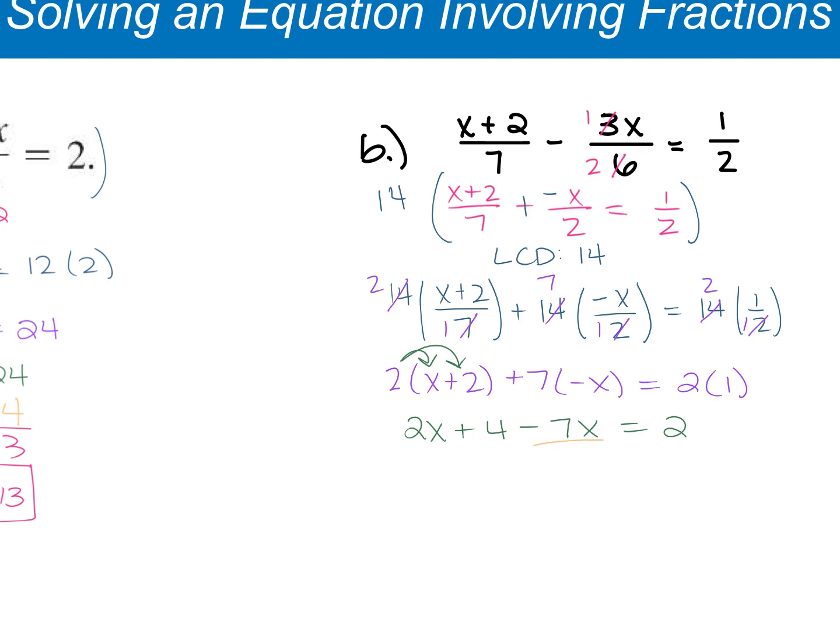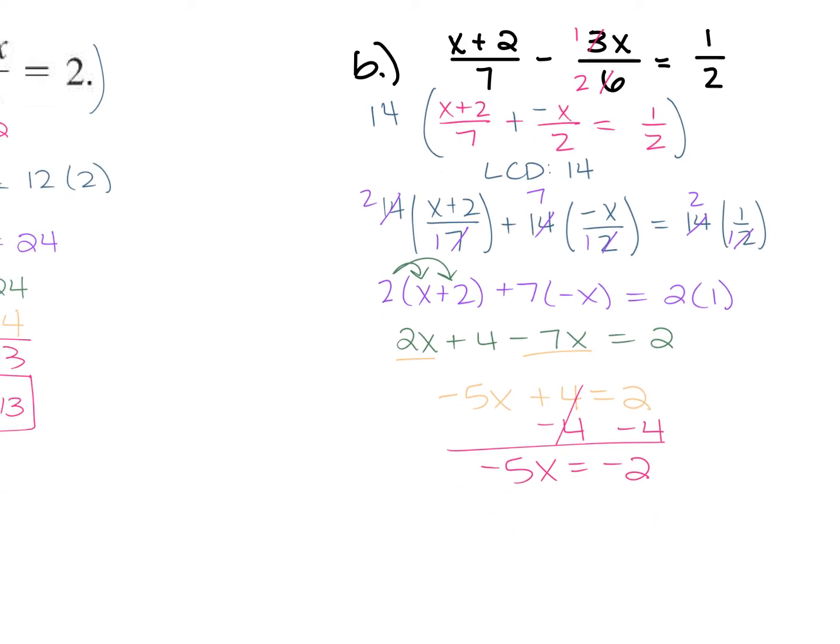From here, combine my like terms to give me negative 5x plus 4 is equal to 2. I subtract 4 from both sides. Leaves us with negative 5x is equal to negative 2. And then I divide by my negative 5 to give us x is equal to 2 over 5.